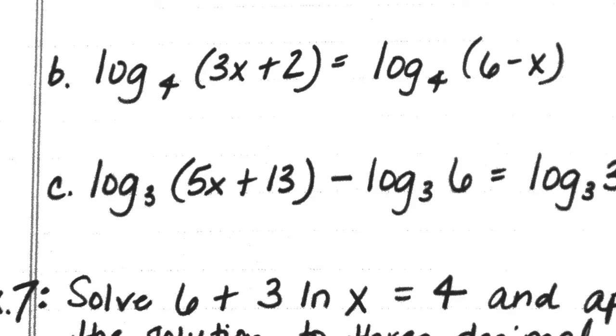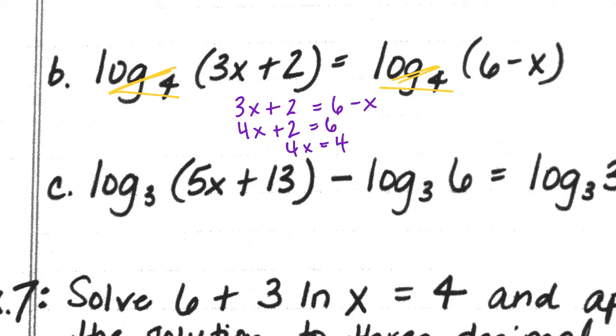All right, moving on to B. B is telling us log base 4 of 3x plus 2 is equal to log base 4 of 6 minus x. Almost looks really confusing, but remember that if these are equal, they could just be canceled out. So really all this is saying is good old algebra 1, 3x plus 2 is equal to 6 minus x. Add the x over. 4x plus 2 is equal to 6. Subtract the 2. 4x is equal to 4. So it looks like x equals 1.